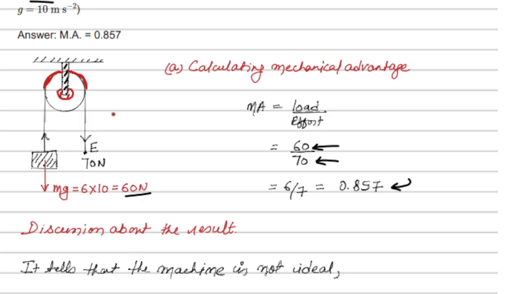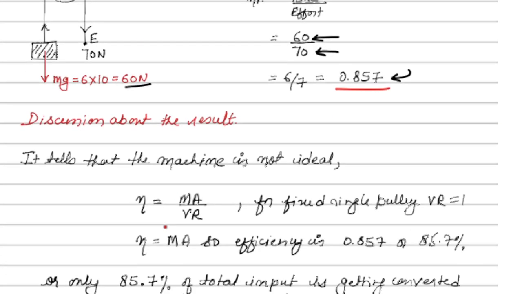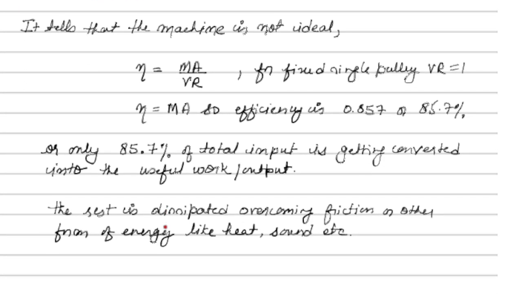So this is a practical machine. It is not an ideal machine. That's why the mechanical advantage we are getting is less than 1. Otherwise, in a fixed pulley, in the ideal case, it will give you a mechanical advantage of 1. You should be able to pick up 60 Newton with 60 Newton, but only in the ideal condition. If it is a practical machine, you have to compensate. We have to factor in the friction involved. Okay, so this is what we can discuss about the result.